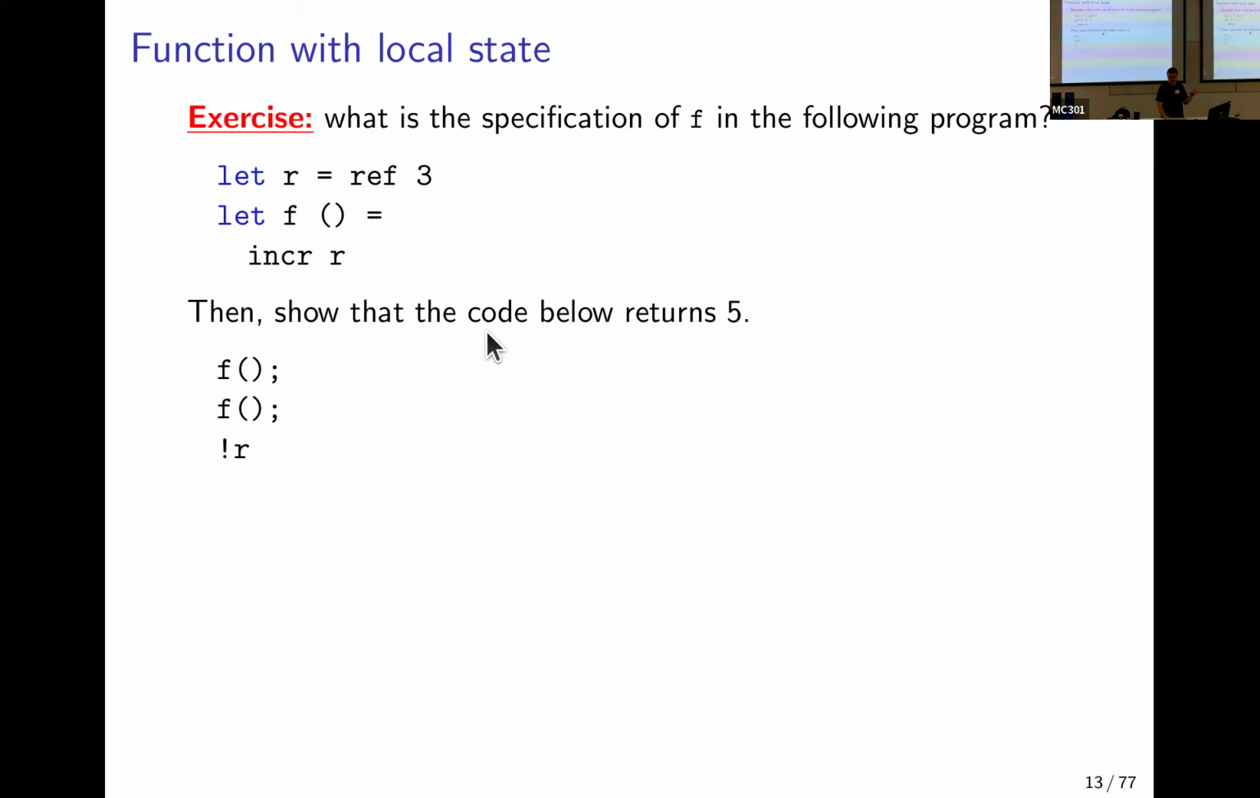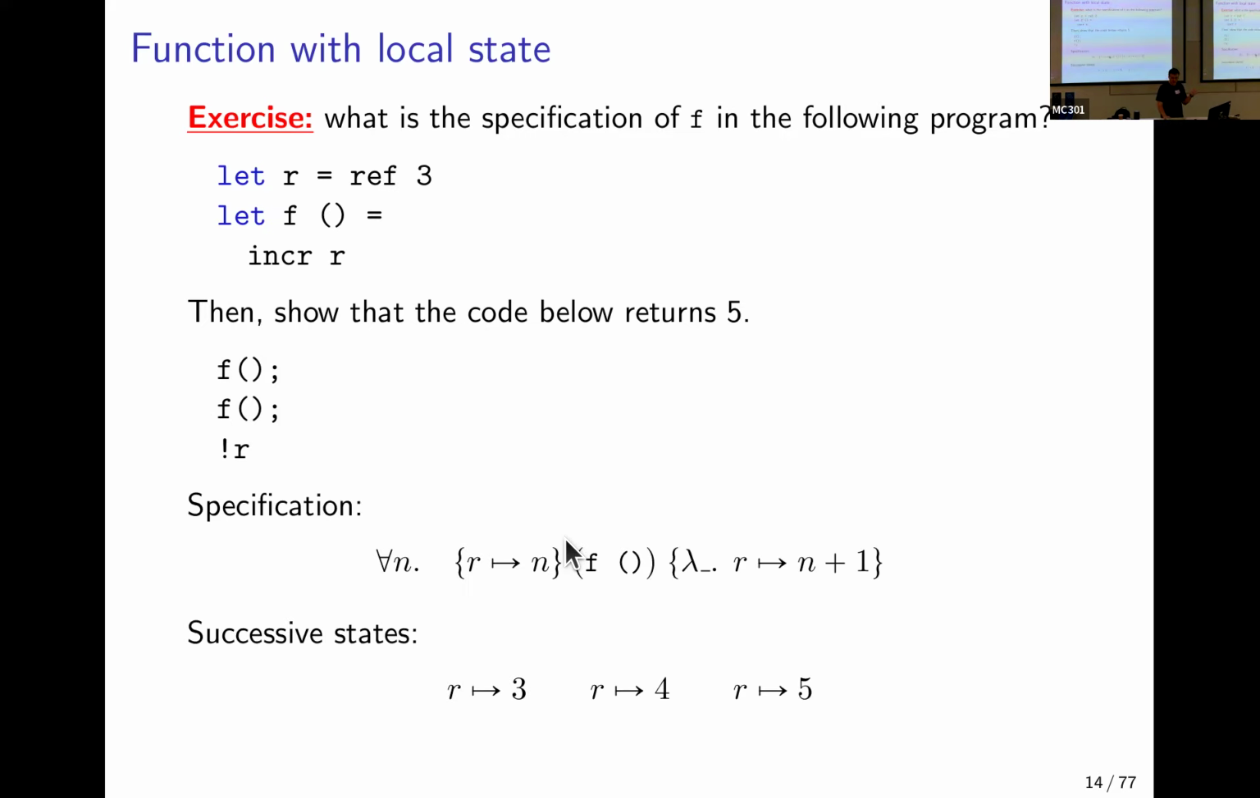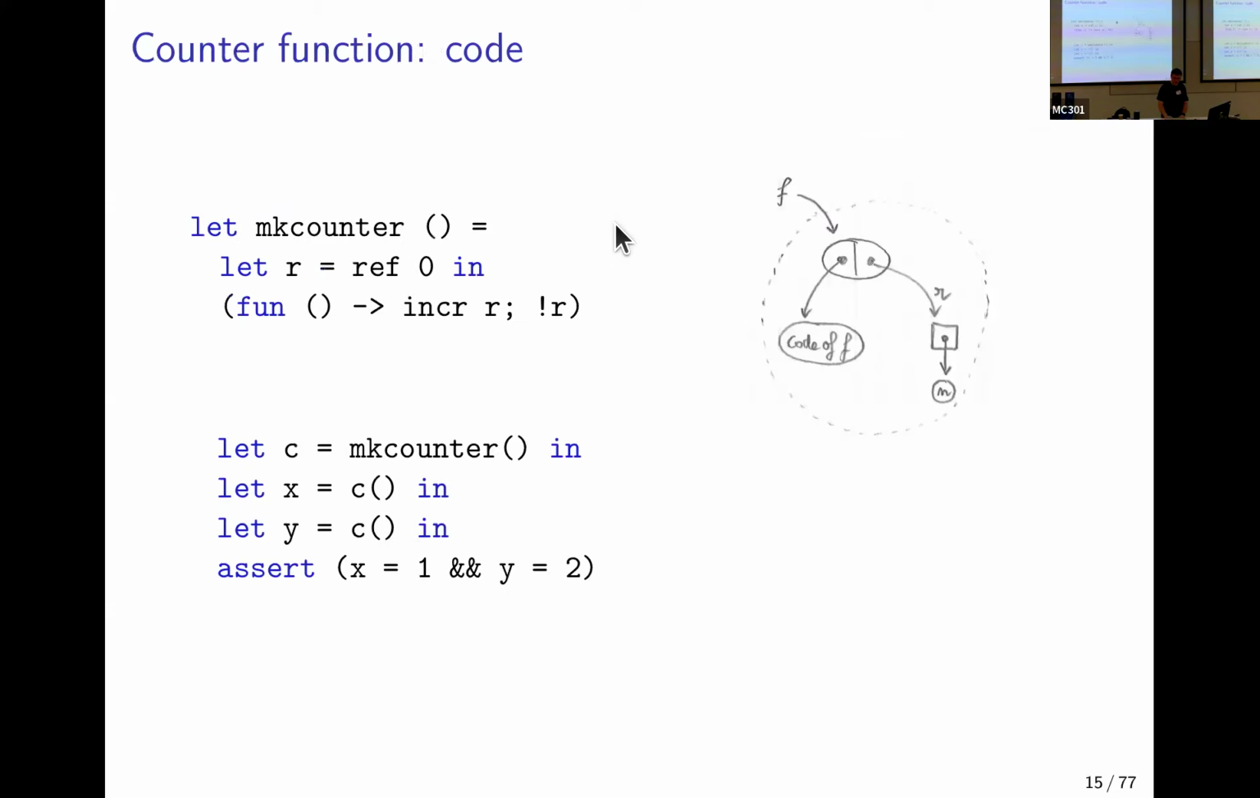So every time, you start from r points to 3, and you go to r points to 4, r points to 5, and the specification of this function that has some local state is just that you talk about the local state. That's easy because you know the actual reference. When you do let r is equal to ref 3, you know the value of r, you know the location. But suppose you have some really local state, so you're making a counter function. So let make counter unit is equal to let r is equal to ref 0 in the function that increments the reference and returns the value. How would you specify this?